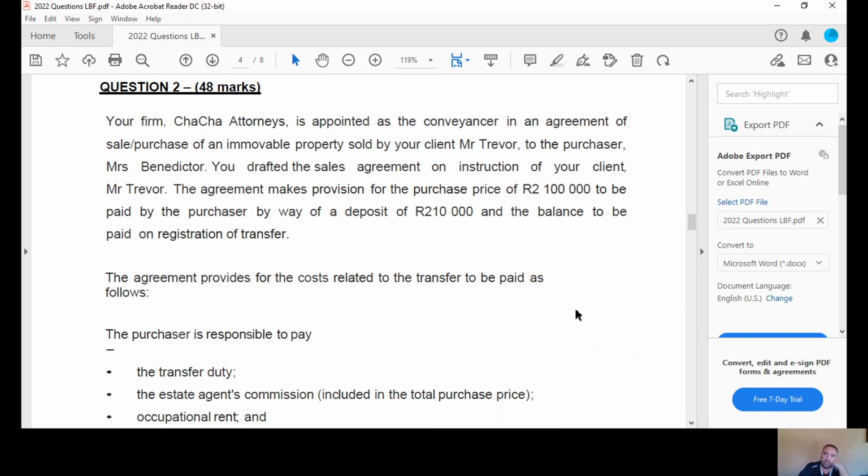You drafted the sales agreement on instruction of your client, Mr. Trevor. The agreement makes provision for the purchase price of 2.1 million. So that's just information, nothing that we have to do there. Paid by the purchaser by way of a deposit of 210,000 and the balance to be paid on registration of transfer. Okay, so there's no entry where they say you received the 210. So that's just all information, nothing that we can process yet there.